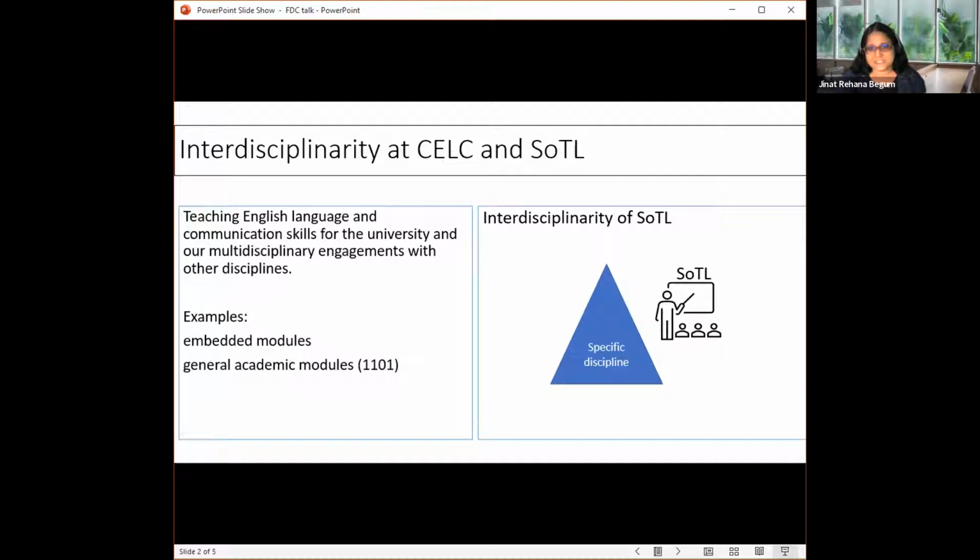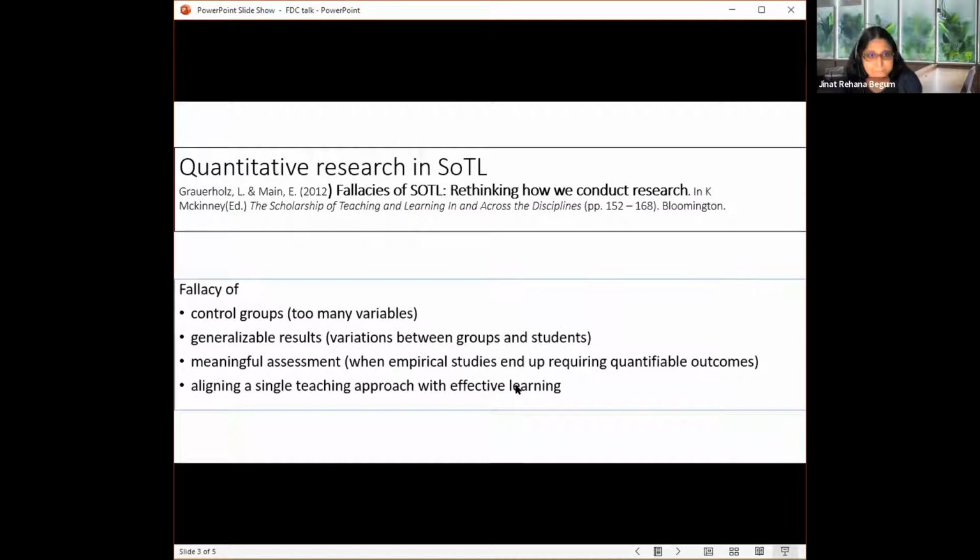And then there's also the interdisciplinarity of SoTL. When I started out at CELC, I didn't know what SoTL was. And I have a background in teaching, I have a background in pedagogy. And then I looked at SoTL and I thought, oh, okay, you need empirical data, you need statistics, you need to go and do quantifiable studies. So when I started reading this book, the book by McKinney, and I'm going to keep this short because everyone's talked about this, that's when I started realizing that this is not true.